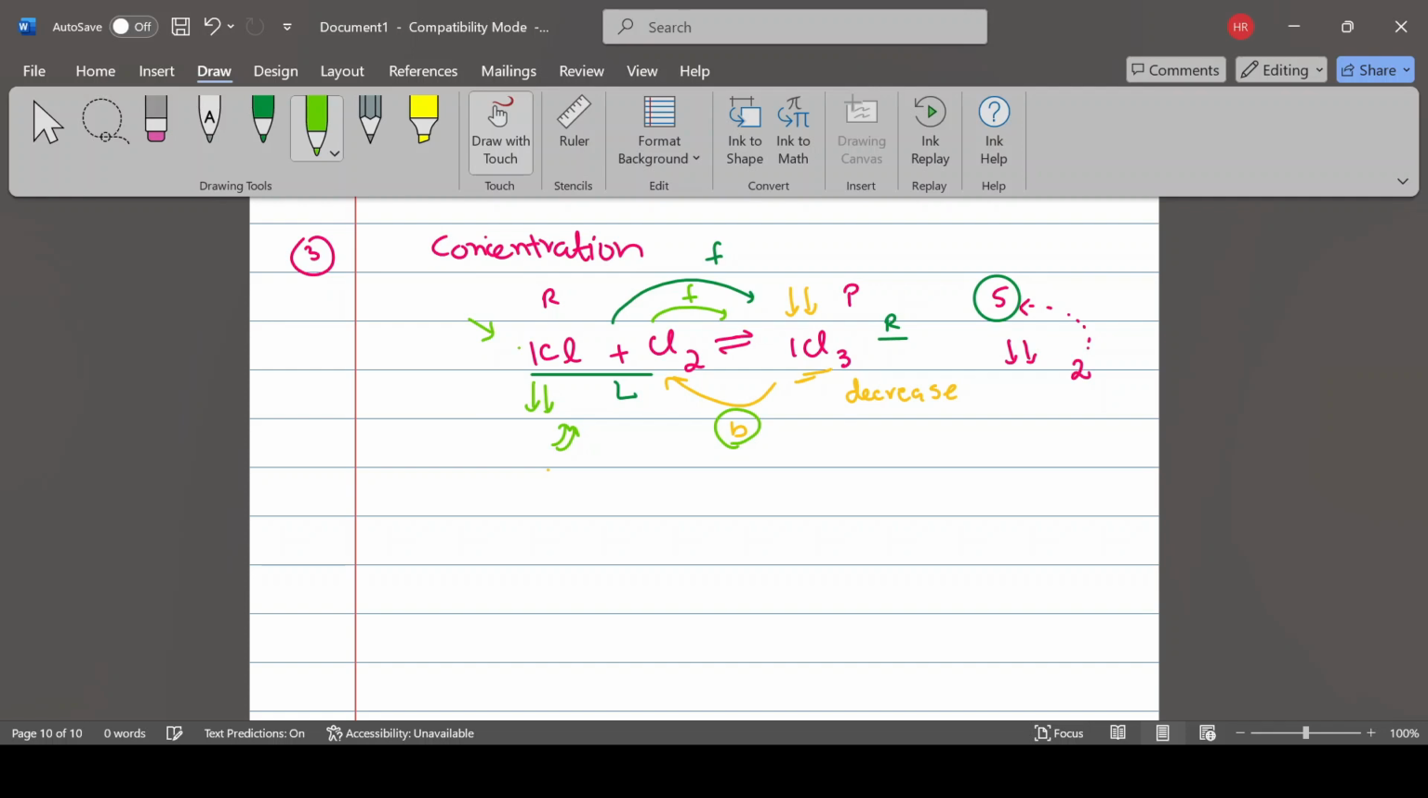Right? This makes sense as well? Okay, perfect. So these are the main 3 factors concerned with Le Chatelier's principle: temperature, pressure, and then concentration.